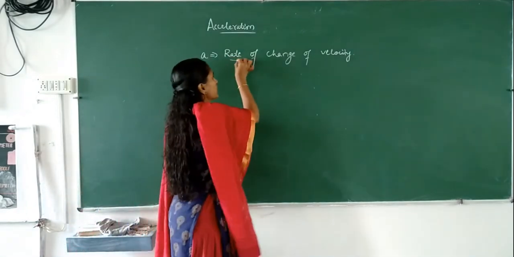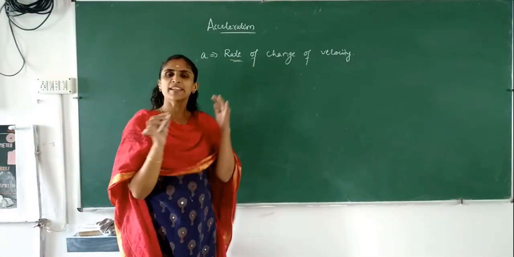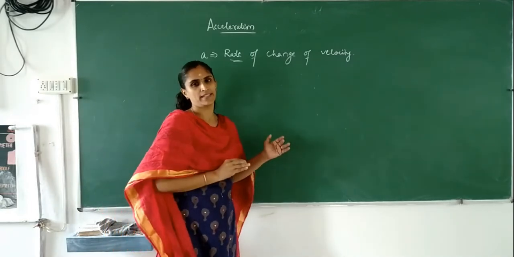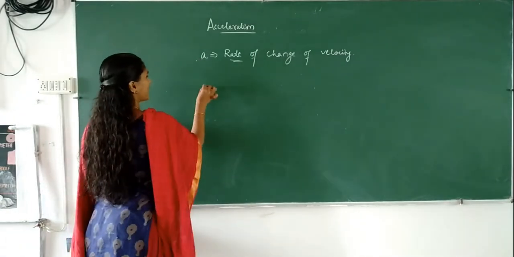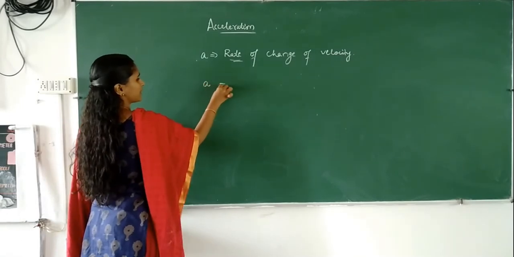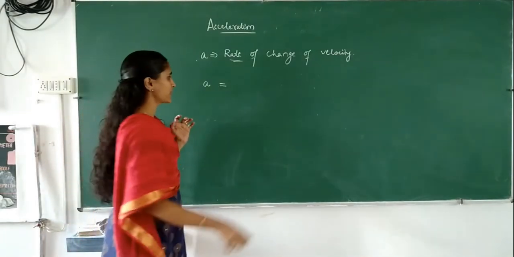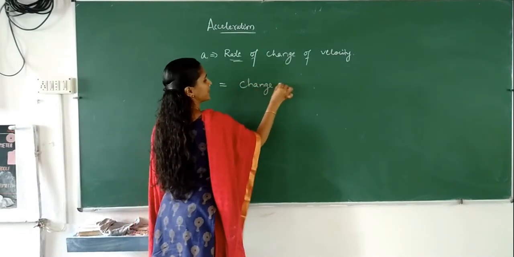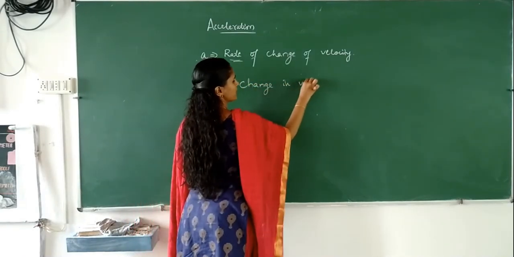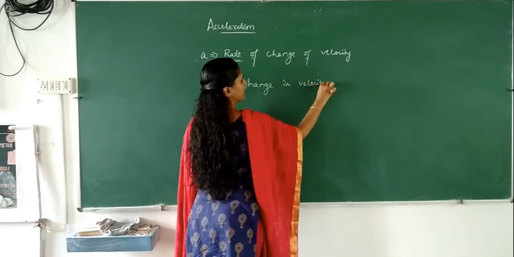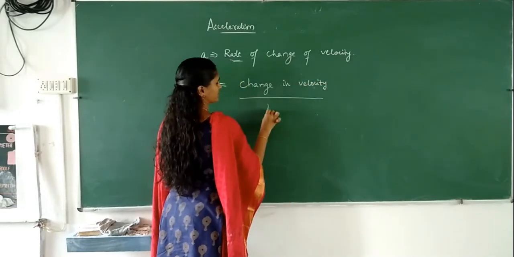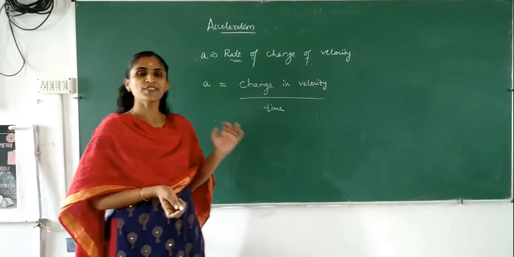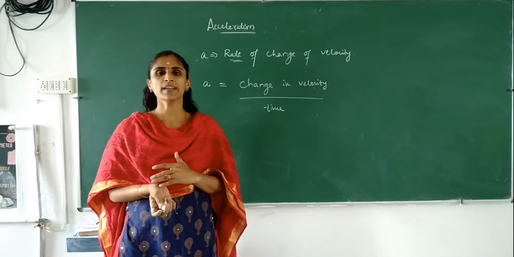So whenever this word comes, rate means any quantity divided by time, that will be what is meant by rate. Okay. So here we can write acceleration. We are representing by the letter A. So acceleration can be written as change in velocity divided by time.